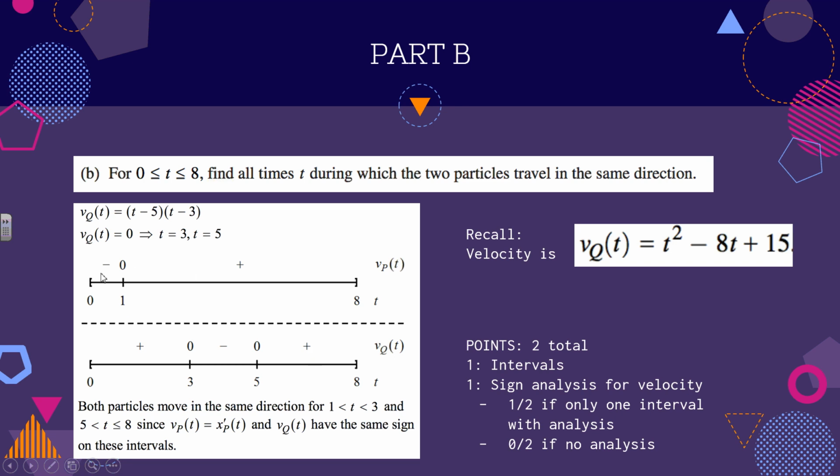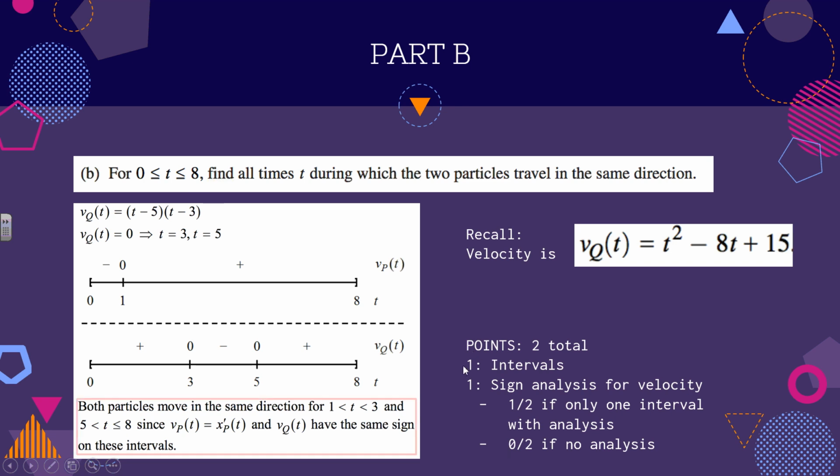Now, the students wrote the sign charts this way, where they made them very accurate, more like a number line, because that way they can compare and align to see when they're moving in the same direction. So this is negative here, but you can see the particle Q is positive. So those are opposite directions. We want them to be going the same way. From 1 to 3, you can see that they're both positive. From 3 to 5, they're opposite again. And then from 5 to 8, they're both positive. So the intervals are going to be 1 to 3 and 5 to 8. You're going to include 8 because it is an endpoint that is included.